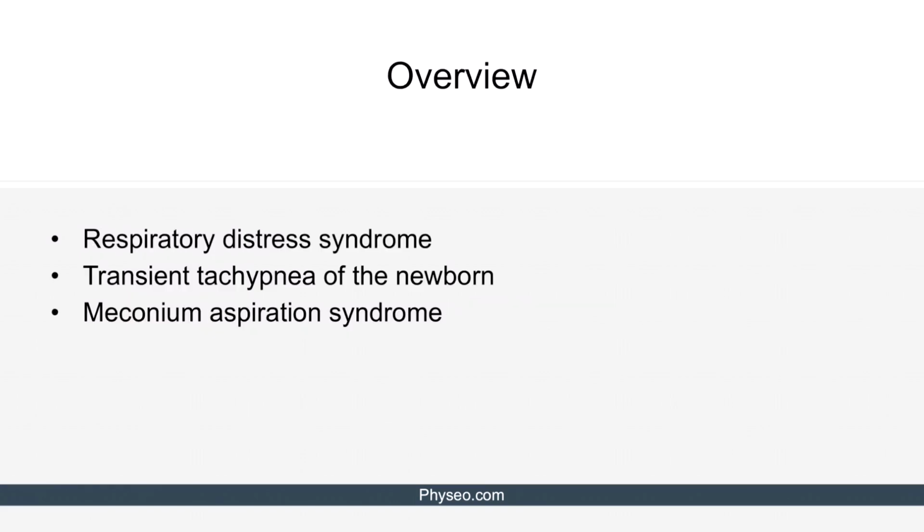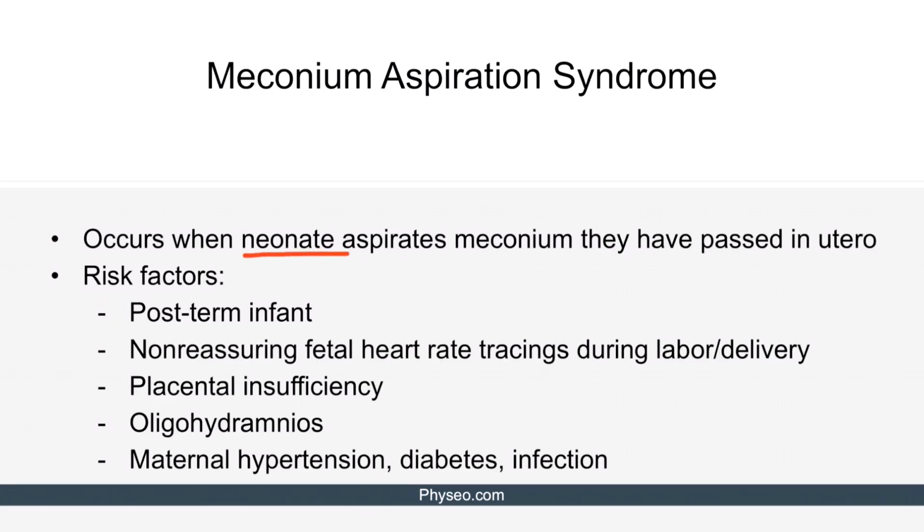All right, the last neonatal respiratory pathology we'll discuss is meconium aspiration syndrome. This syndrome occurs when a neonate aspirates meconium that they have passed in utero.